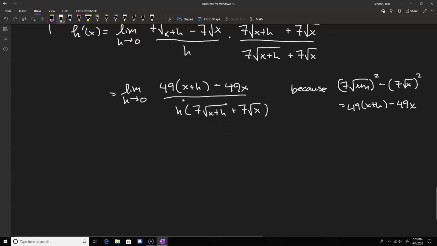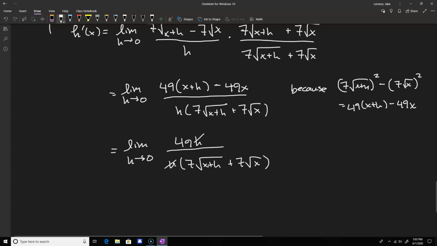So on top, what's going to happen? Well, we'll have 49x plus 49h minus 49x. So the numerator will only have 49h left. So that will allow us to cancel the h in the denominator. So this h cancels with this h.